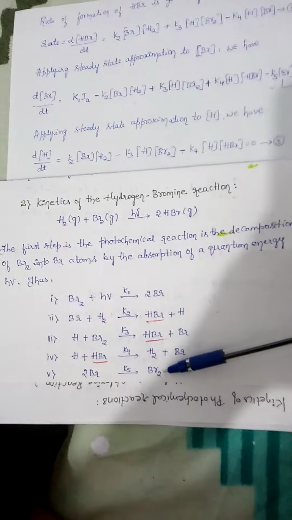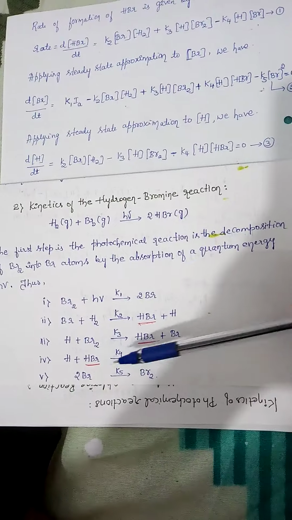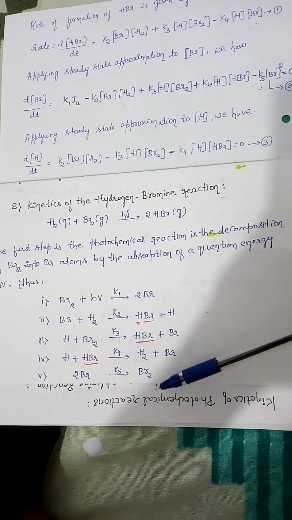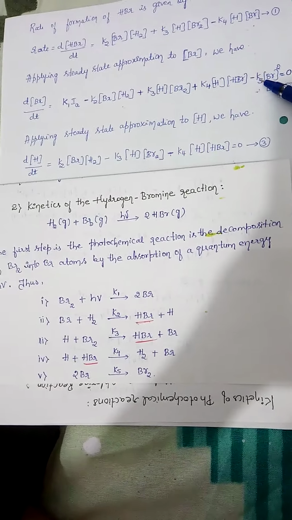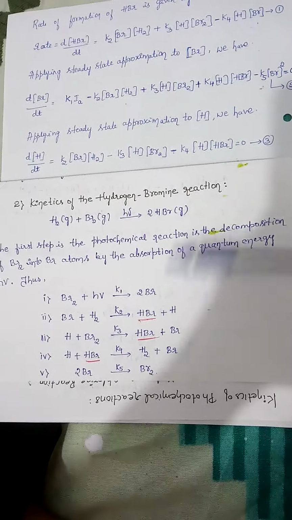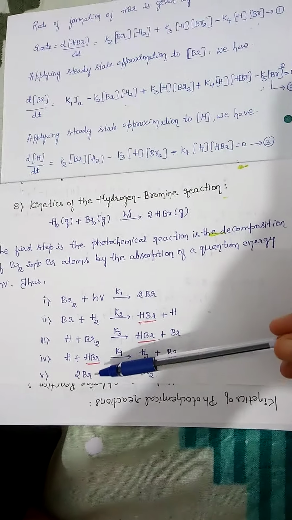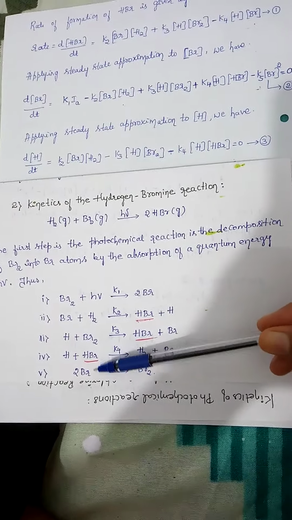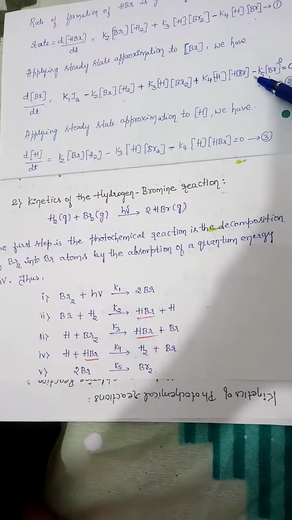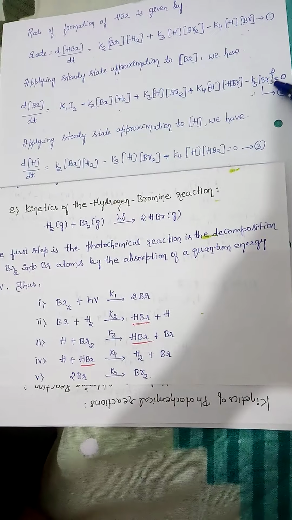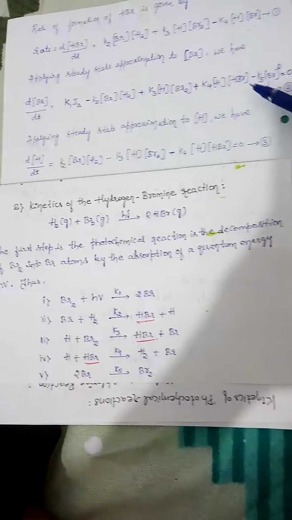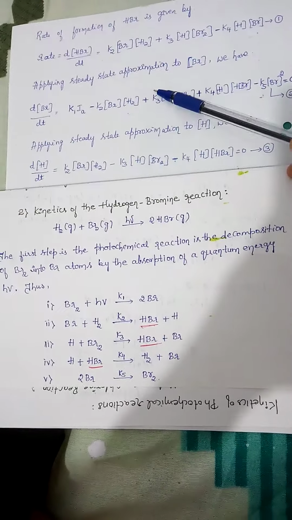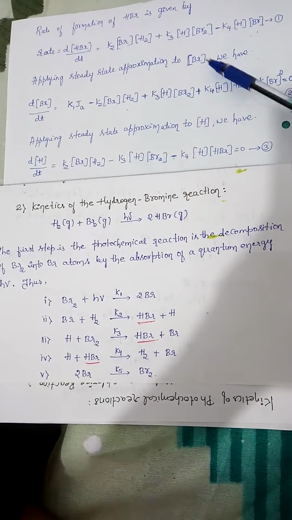In the fifth step, the bromine is present in the product side. Hence you have to put a negative sign. Sorry, the bromine is present in the reactant side. Hence you have to put a negative sign here, and the rate constant is K5. So minus K5 into concentration of Br square, as 2 atoms of bromine are in the reactant side, is equal to 0. So this is the equation 2. This equation represents the steady state approximation to the concentration of Br.